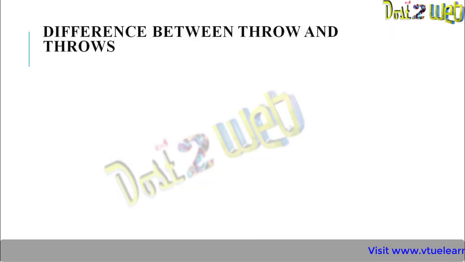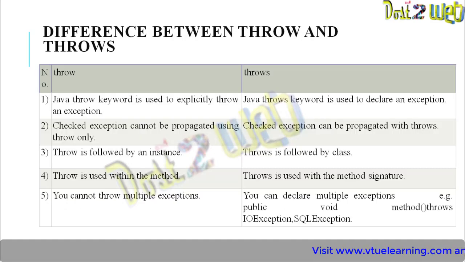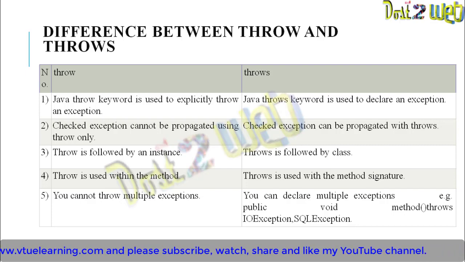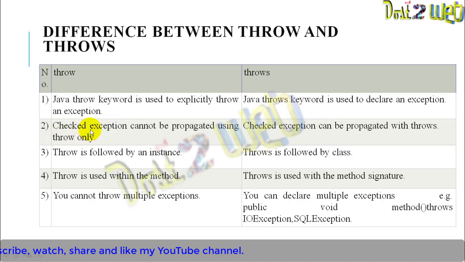Now, the difference between throw and throws. The Java throw keyword is used to explicitly throw an exception, but the throws keyword is used to declare an exception. That is the first one. Second, a checked exception cannot be propagated using throw only during compile time, but using the throws keyword, the checked exception can be propagated and thrown.